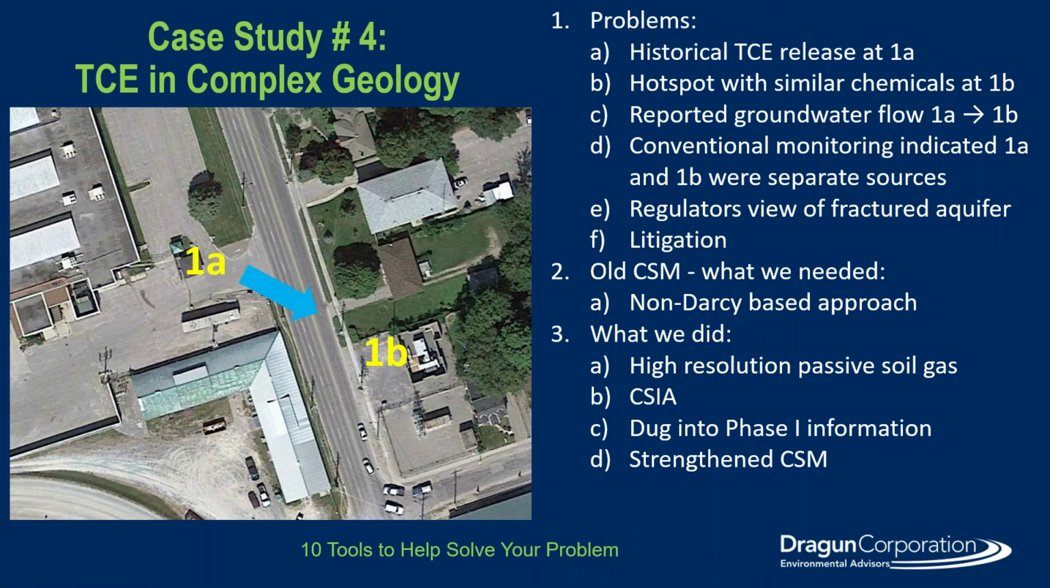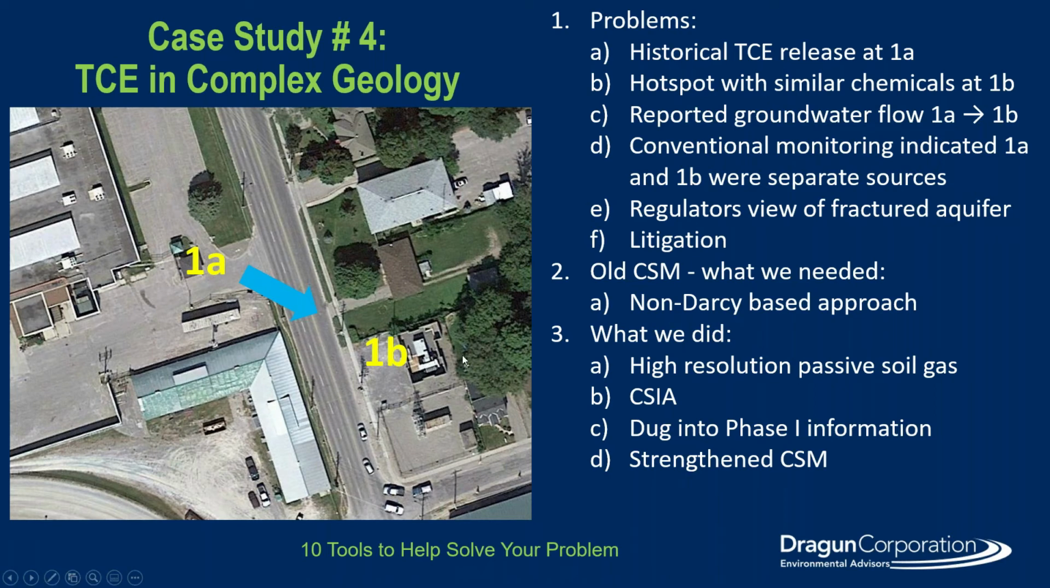which showed us the sources. We did compound-specific isotope analysis, and we were able to demonstrate that there were actually two different sources. So the passive soil gas had shown bullseyes on both sides of the road, indicated two different sources. CSIA, the compound-specific isotope analysis, showed by the isotopes in the TCE that there were two different sources.